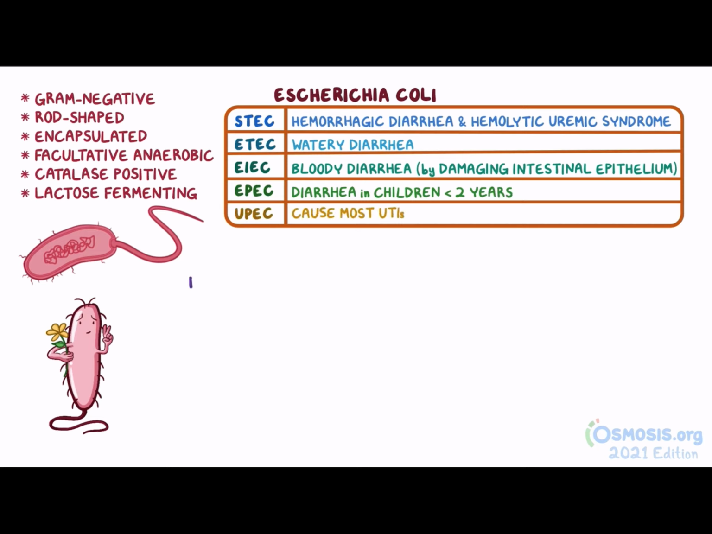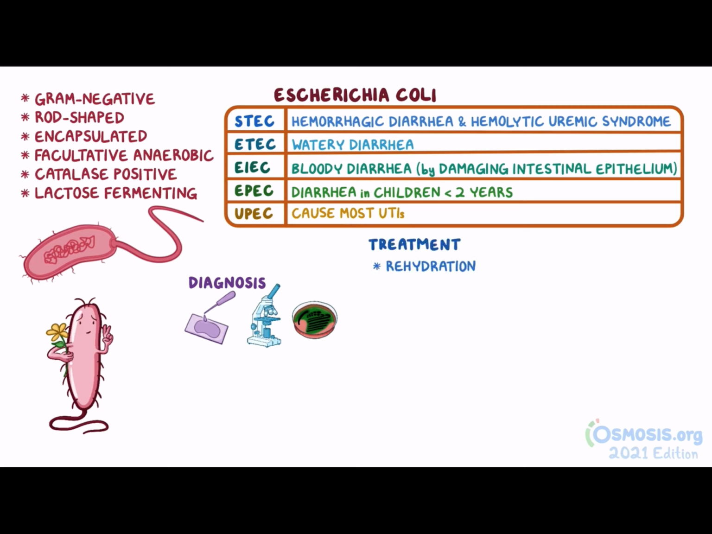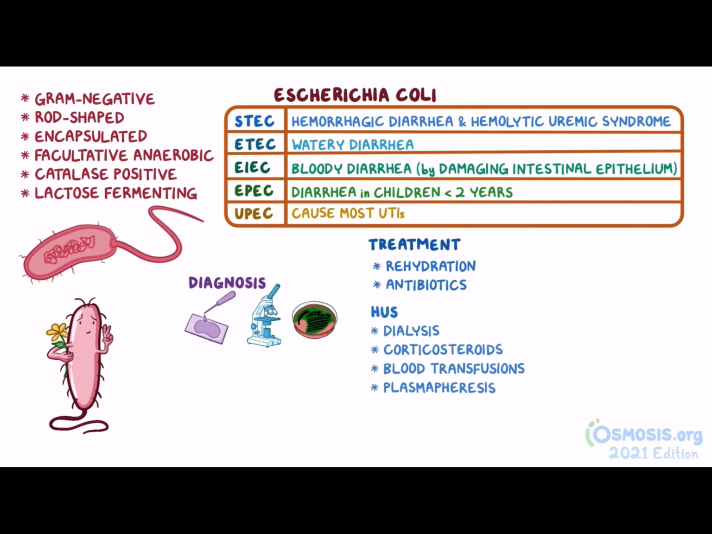E. coli is usually diagnosed using a gram stain and a microscopic examination followed by a bacteria culture. Treatment of diarrhea consists of supportive measures like rehydration, and sometimes antibiotics are used. Hemolytic uremic syndrome may require complex treatment measures like dialysis, corticosteroids, blood transfusions, and plasmapheresis. UTIs are treated with antibiotics such as cotrimoxazole, nitrofurantoin, or fluoroquinolones like ciprofloxacin.